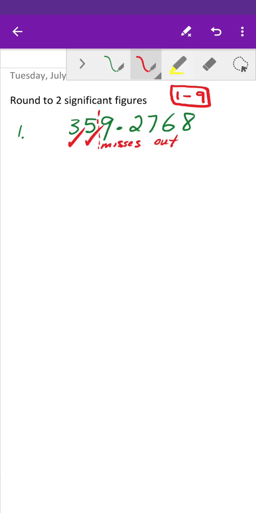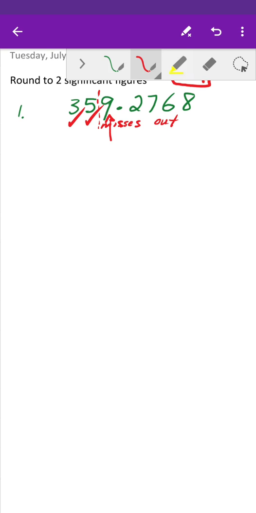So the first number which misses out is a 9, and this is important because if it's greater than or equal to 5, we have to round the previous number up. So if the first number that misses out is 5 or more, then we're halfway between a 50 and 60. We're more than halfway in this case, so we want the 3, the 5 will go round up to a 6, so this 5 will round off to a 6. So we've got 3, 6.